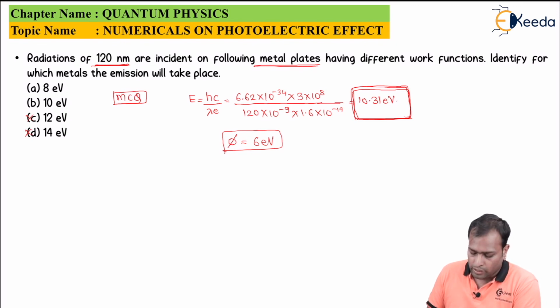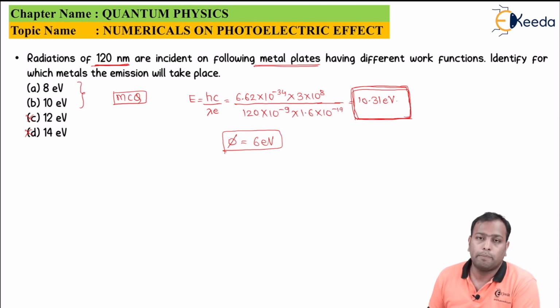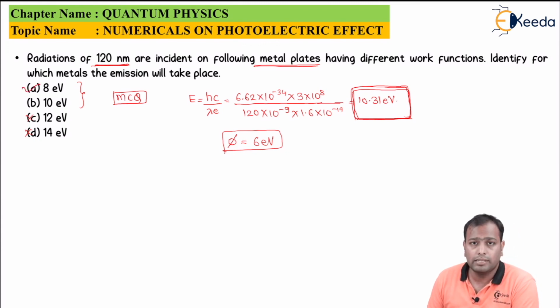Now the question comes down to 8 electron volts and 10 electron volts. Numerically speaking, even the 10 electron volt metal can be used because you are supplying energy of 10.31 electron volts. So this question will have two options as most probable choices, but the best choice would be 8 electron volts. Now why 8 electron volts? Because this is the metal which is on the safer side. Now why have we chosen this option? We have chosen this option as the best choice.